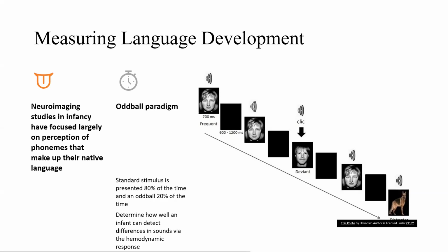And dynamic means movement. So you're looking at blood flow to various parts of the brain. And what researchers have found is that this same idea as habituation dishabituation tasks, that when infants perceive something new, the blood flow actually changes. So it's really pretty cool.